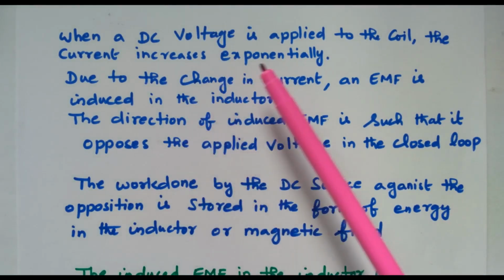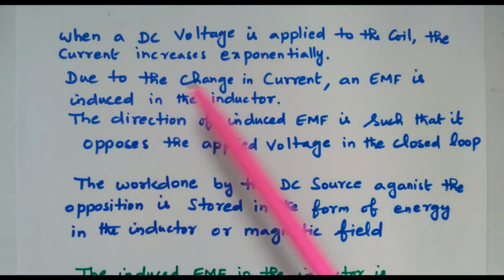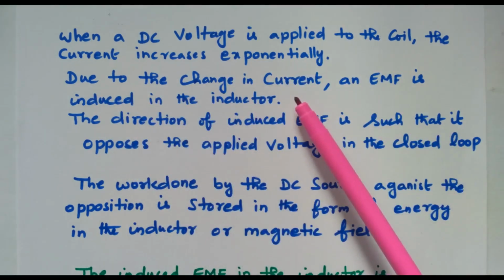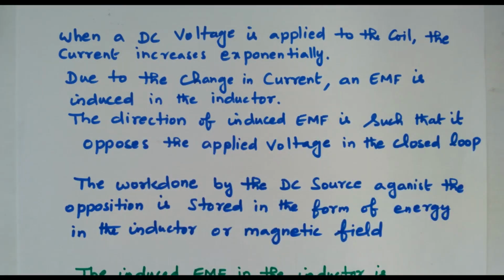When a DC voltage is applied to the coil, the current increases exponentially. Due to the change in current, an EMF is induced in the inductor. The direction of the induced EMF is such that it opposes the applied voltage in the closed loop. There is an opposition between the induced EMF and the applied voltage. So the work done by the DC source against the opposition is stored in the form of energy in the inductor, in the magnetic field, right?